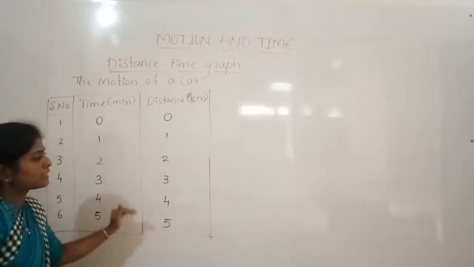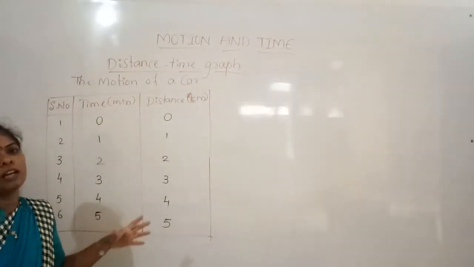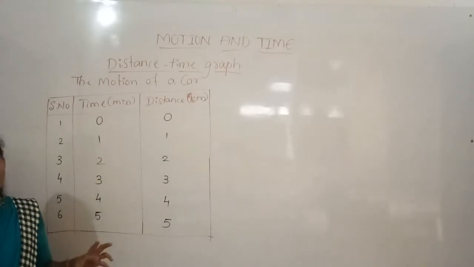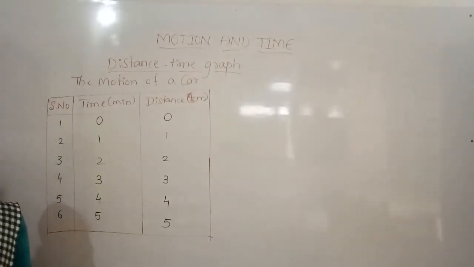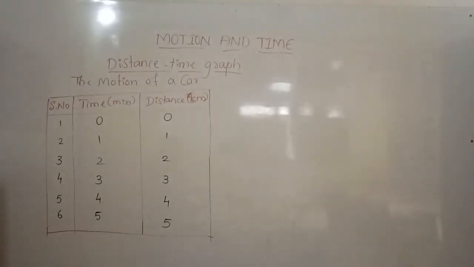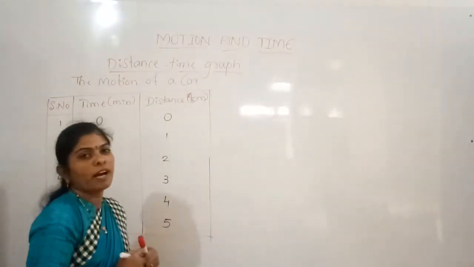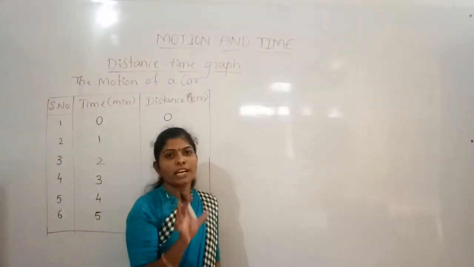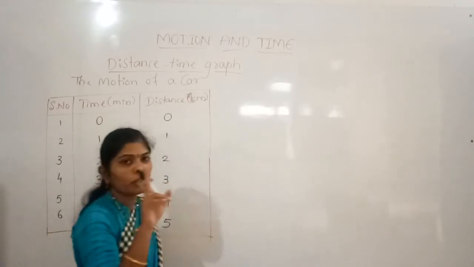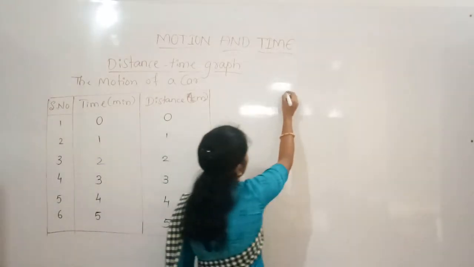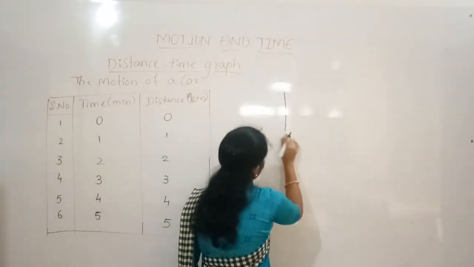So these are the readings given, and we have to plot a distance time graph for this tabular column. Then how to plot a graph? So now first we can draw the x and y axis. We are discussing only the positive values, so I will take only one portion here. So this is the Y axis.